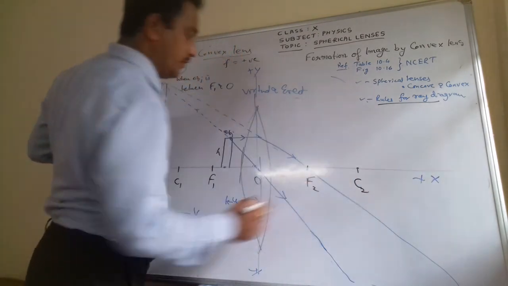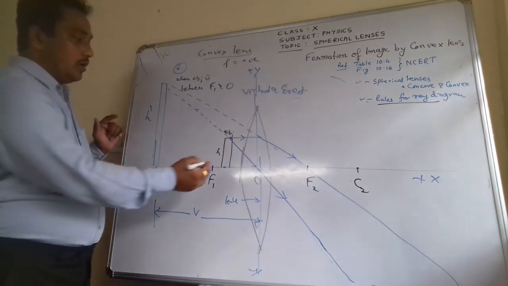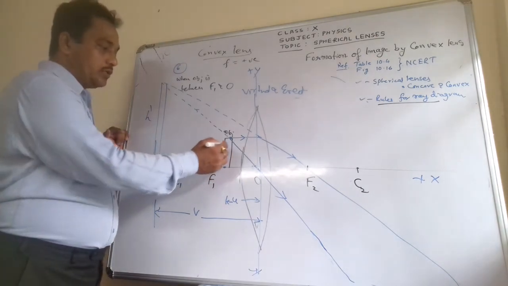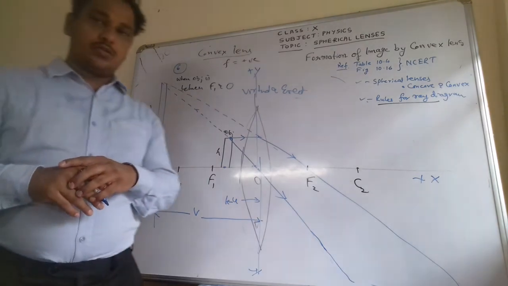You are aware of this in mathematics, and physics is applied mathematics, correct? So the height of the object is positive, and the height of the image is also positive. Accordingly you will be able to draw this. Hope it is clear to you.